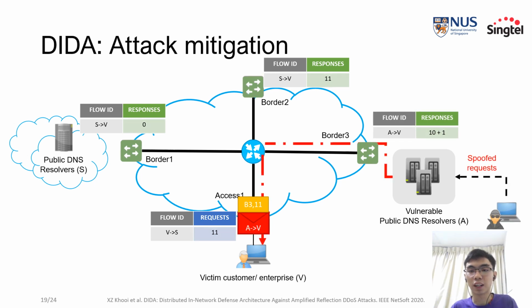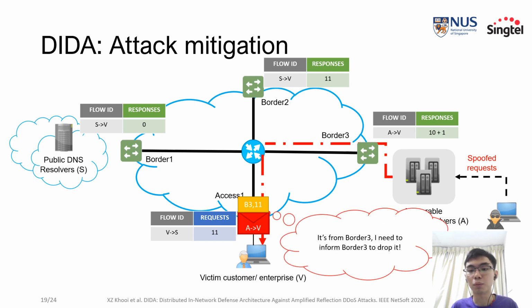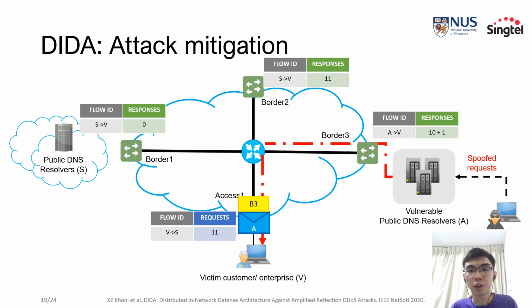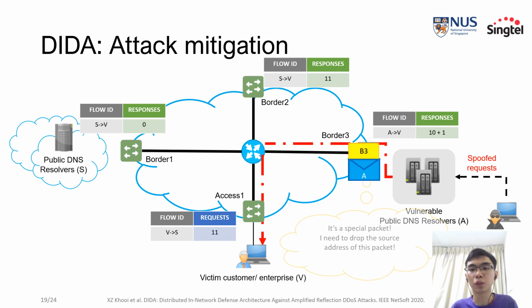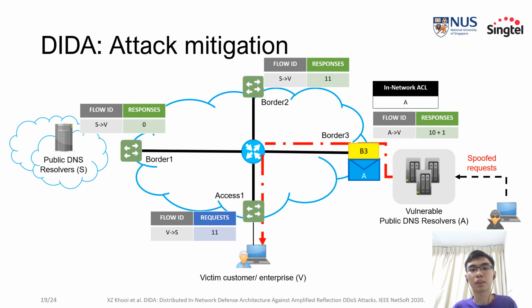Once we confirm that an attack is originating from A, then Access 1 will need to inform Border 3 to drop any incoming traffic coming from A. So Access 1 would convert the existing packet into a notification packet before sending it to Border 3. Once Border 3 sees the notification packet, it would then add A into its in-network ACL. Subsequently, all the traffic coming from A will be dropped, hence mitigating the attack at the network edge.